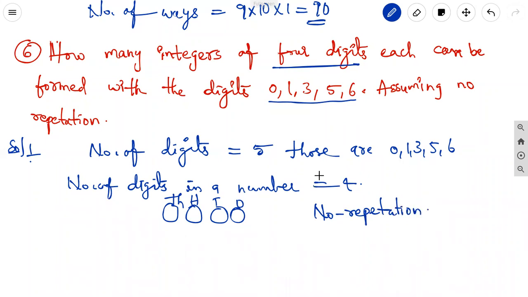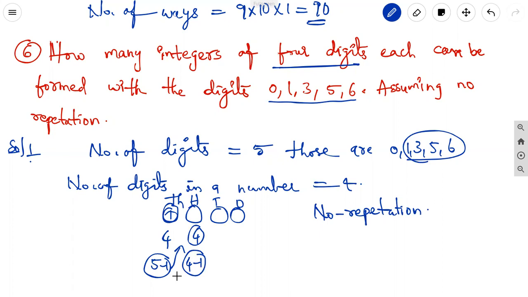No repetition means first we can go through the thousands place. In the thousands place, how many digits we can use? Non-zero digits. 4 digits we can use. Okay. In 4 digits, we placed one number in the thousands place. How many remaining are there? From the 5, 1 is subtracted. Remaining how many are there? 4 digits we can arrange in the hundreds place. From the 4, we can subtract 1.